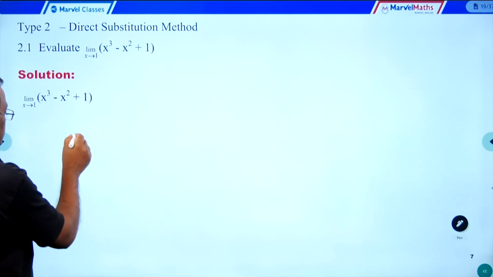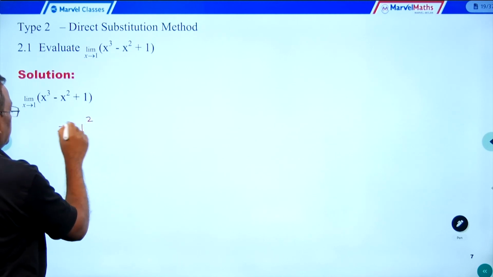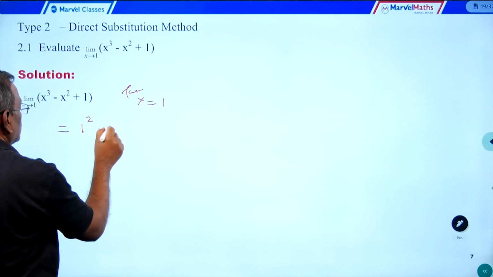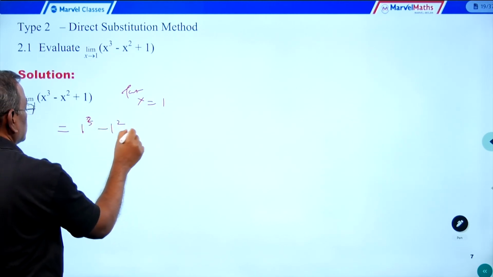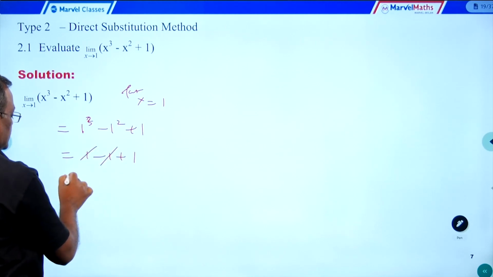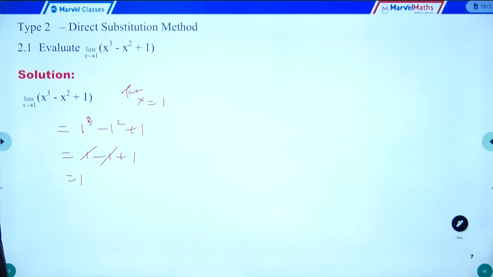If you directly substitute this value, put x equal to 1: 1 cube minus 1 square plus 1, which is equal to 1 minus 1 plus 1. These two get cancelled and hence this is 1. You can directly substitute x equal to 1.